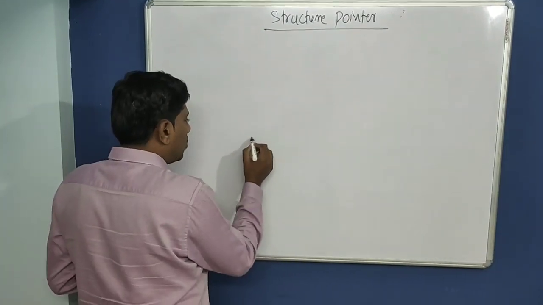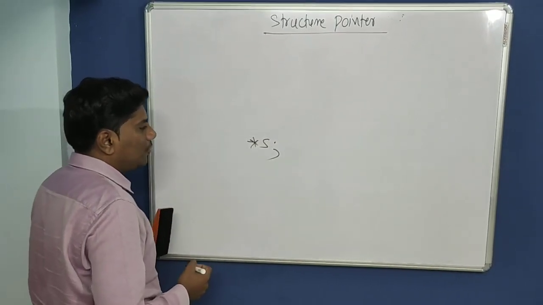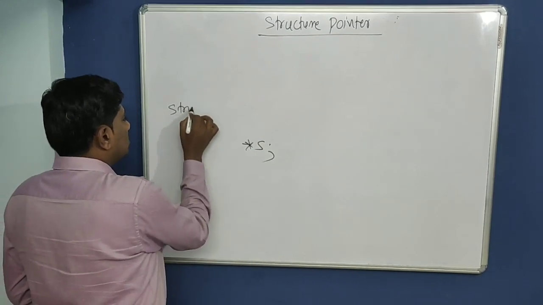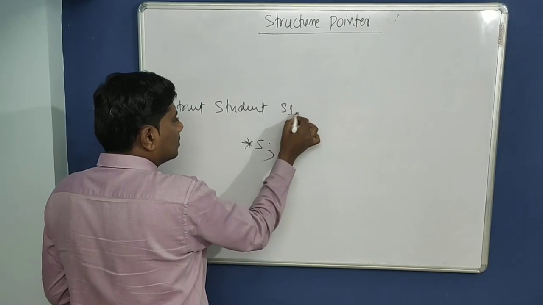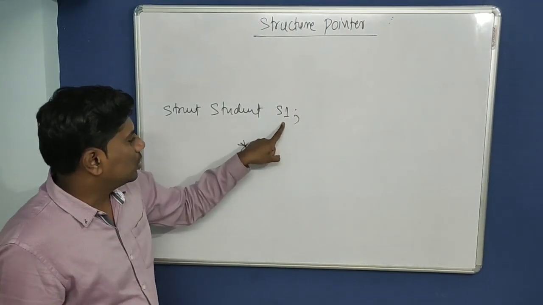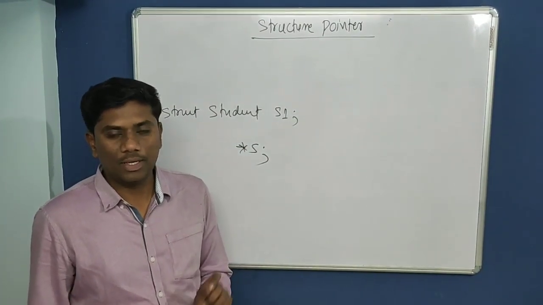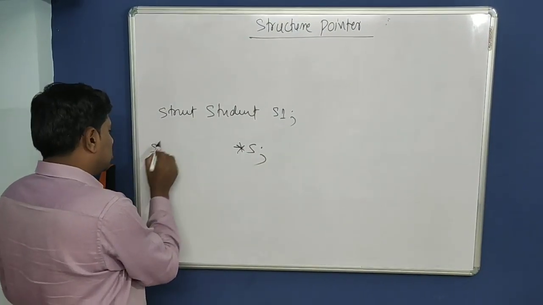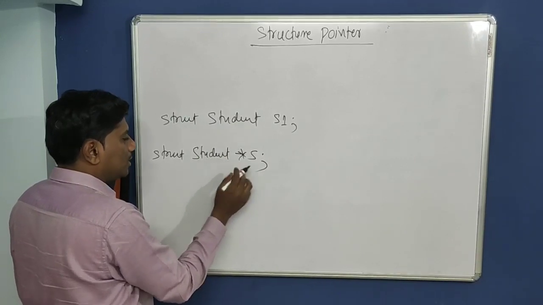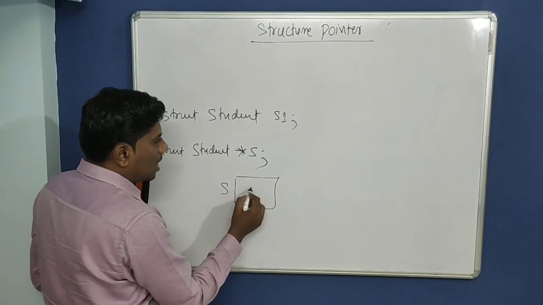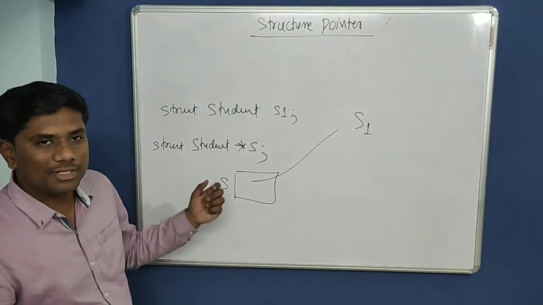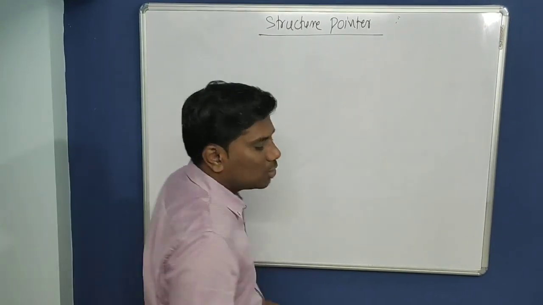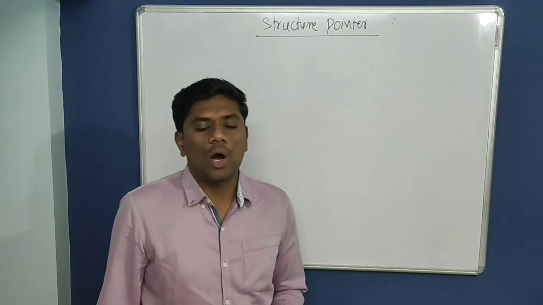So what will be the scenario? We'll have one structure variable which is used to store the address of another structure variable. Consider there is a structure variable s1. This is a simple structure variable, and we are going to store the address of this simple structure variable inside s. So s will be a structure pointer. This s will have the address of s1. This will be the scenario. We are going to see this with the help of a C program. It is better to see the C program directly because you can understand easily how structure pointer works.